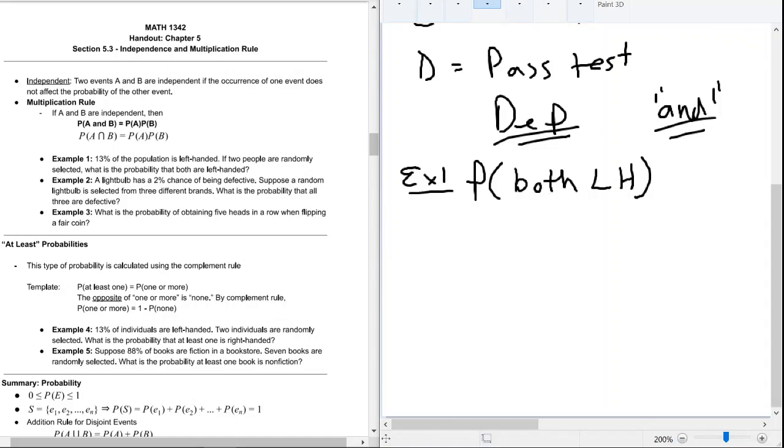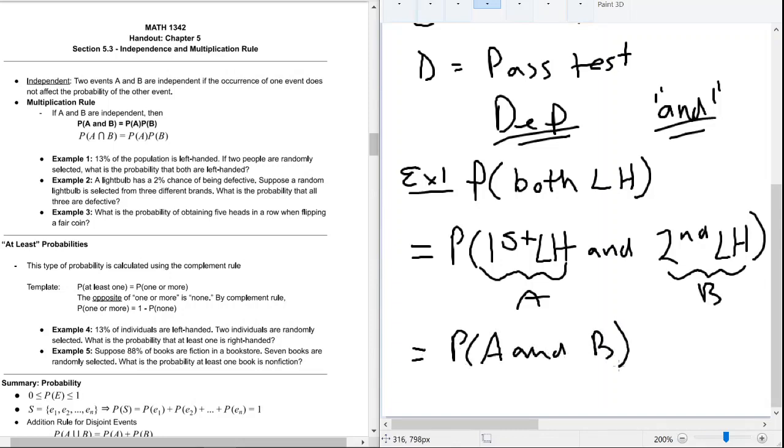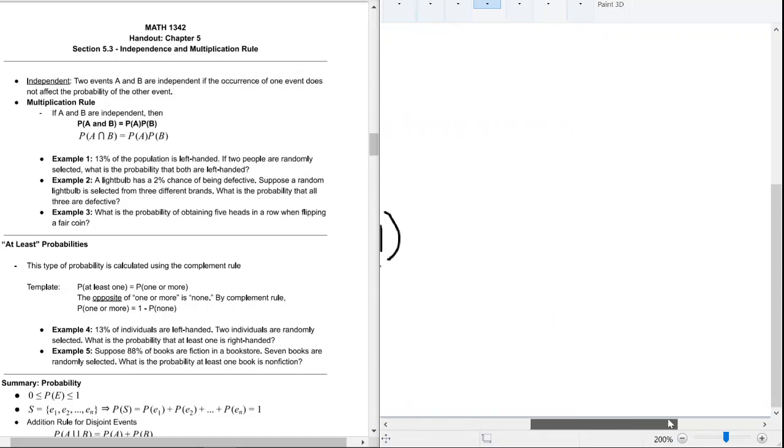What does that mean? Well, if both individuals are left-handed, that means that the first individual is left-handed and the second individual is left-handed. Call this event A, call this event B, then what we have is the probability of A and B. So we have a formula once again for the word AND, but we can only use it if A and B are independent. So consider that we have a population and two people were randomly selected. If two people were randomly selected, one person being left-handed has nothing to do with another person being left-handed. So both individuals are independent. Since they're independent, then we can proceed with the formula.